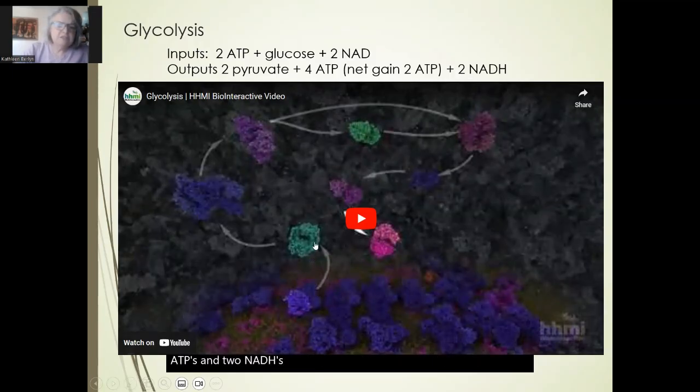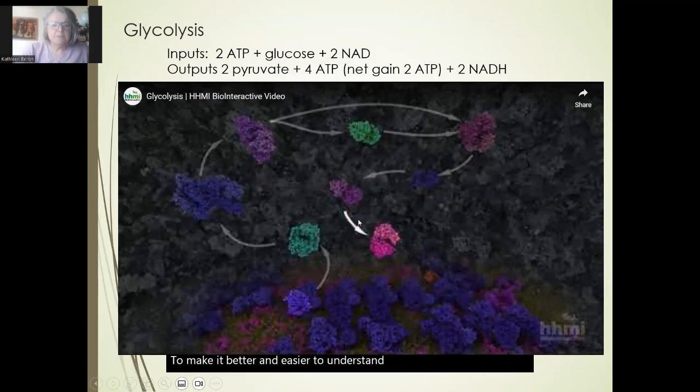Let's watch this video. This is showing us what the enzymes look like, and we'll watch this whole process. Now, again, you don't need to memorize all of the intermediates or the enzymes that are being used, but I do think it's helpful for you to get an idea and a visualization of what these things look like to make it easier to understand. So here we go.